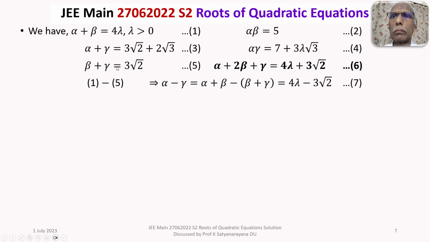So, from equation 1, subtract equation 5, then you will get alpha plus beta minus beta plus gamma, that is alpha minus gamma, and that is 4 lambda minus 3 root 2. In equation 1, 4 lambda is there. In equation 5, 3 root 2 is there. So, alpha minus gamma is equal to 4 lambda minus 3 root 2. Let's call this equation 7.